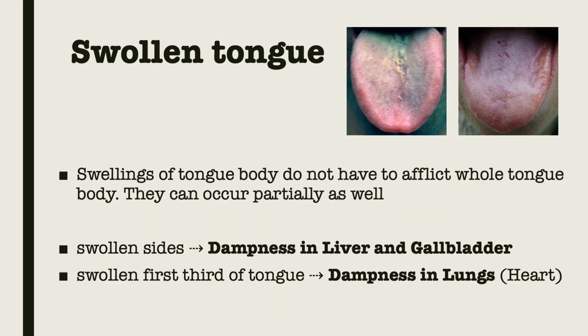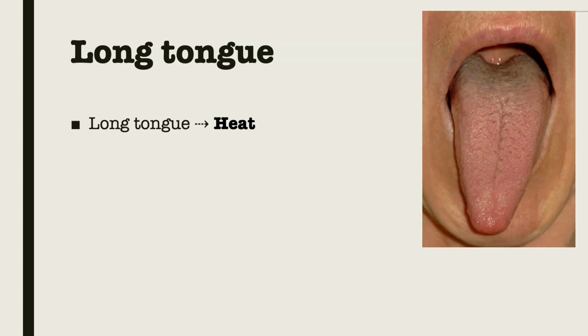Swellings of the tongue body do not have to afflict the whole tongue body. They can occur partially as well. For example, swollen sides refer to dampness in the liver and gallbladder, while a swollen front third of the tongue points to dampness in the lungs or heart. A long tongue points to heat.